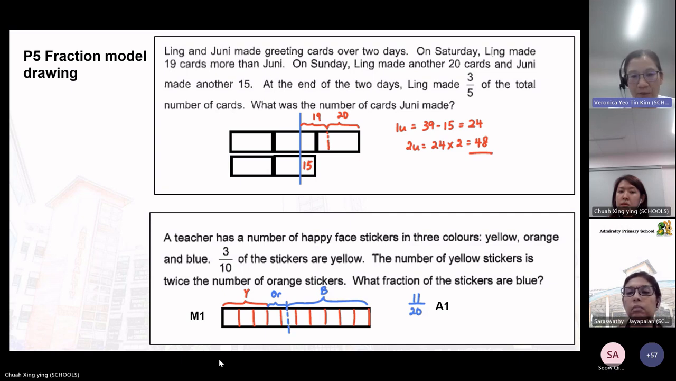Why am I taking the 3 units here? Why is the orange the 1.5 unit here? And what is the rest, which is the blue sticker? So the model here in a P5 fraction question allows the child to see very clearly where the answers are and how to go about solving the question, rather than doing the abstract way and saying, I'm trying to find fraction of a fraction.